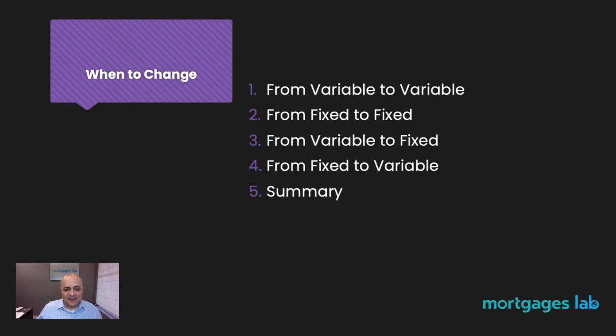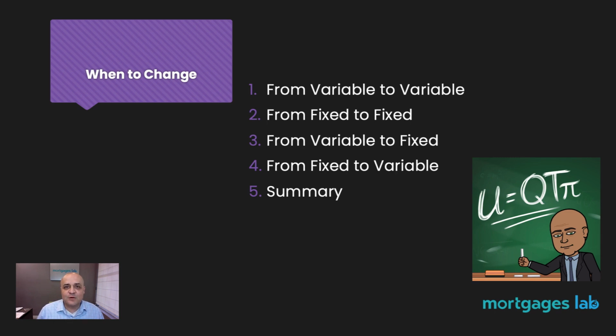So let's get started. Now, we're gonna do 4 examples so you know exactly when to change. But at the end of the day, we need to do the numbers for your specific case. But I'm gonna walk you through 4 examples so you have the idea on what to look for when you're changing from one to the other one. So we're gonna look from variable to variable, from fixed to fixed. Now we're gonna look another example from variable to fixed, and from fixed to variable, and we'll wrap up with a quick summary. Okay, so let's get started.